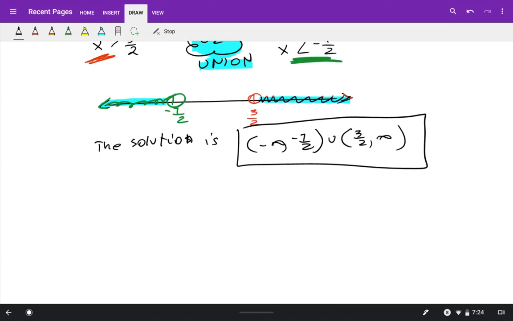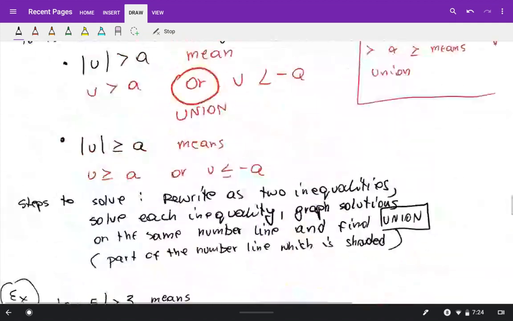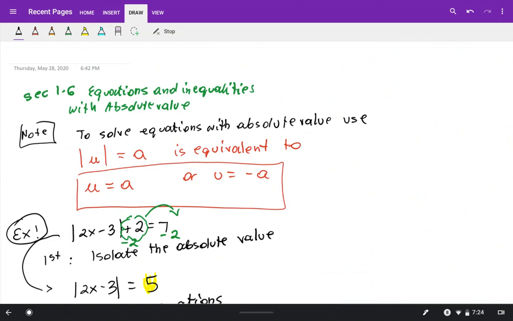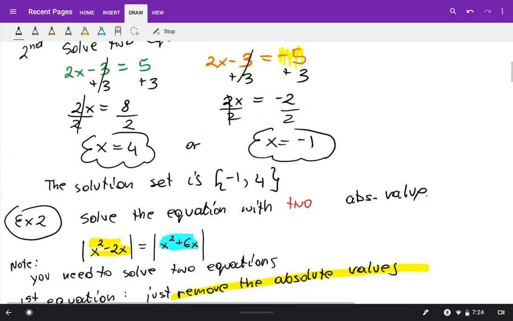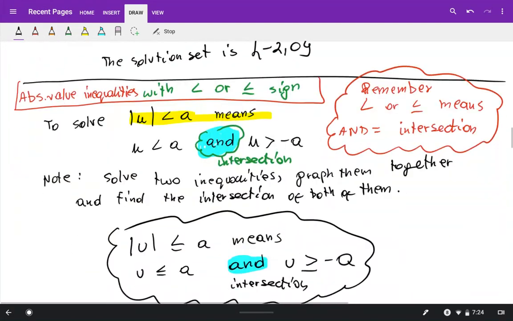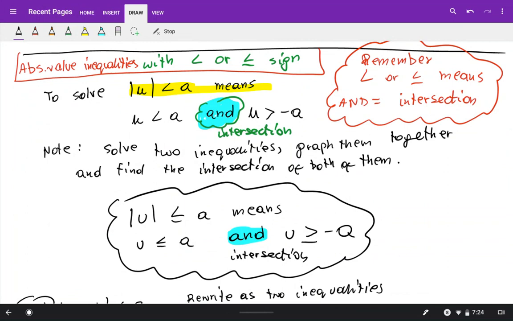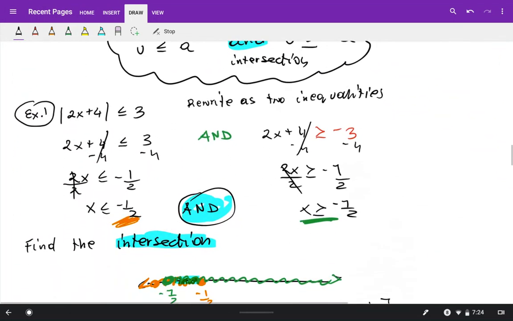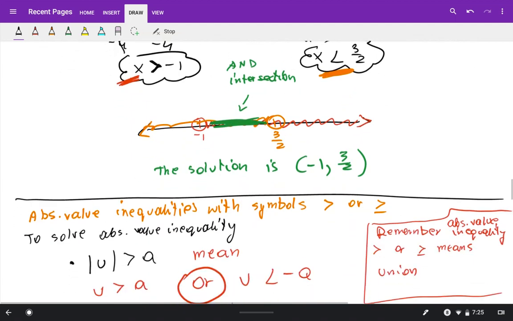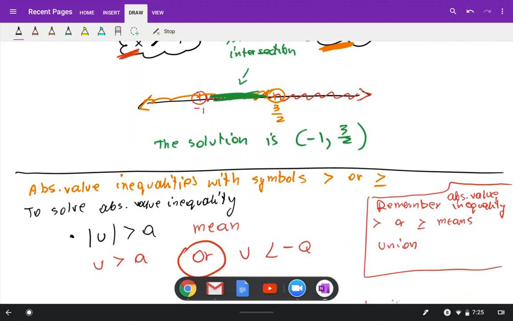So that's it. This is the last lecture before the test. This is section 1.6. So you need to study this section. And if you guys have any questions about solving inequalities or equations, let me know so I can always record an extra video, either reviewing homework problems or providing you more examples. But thank you so much for watching the video.